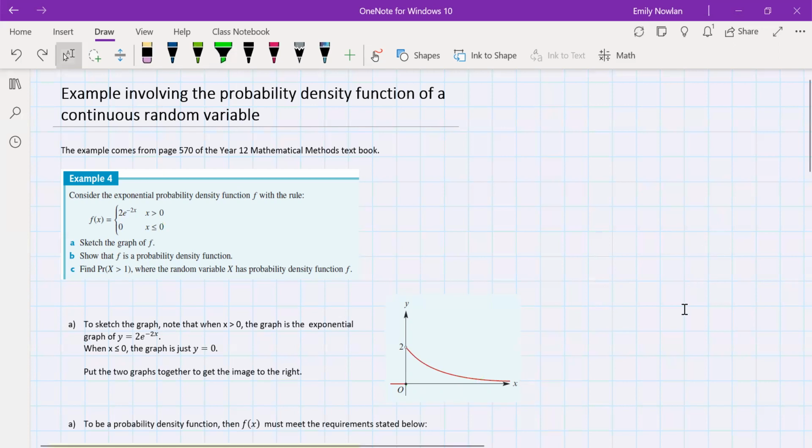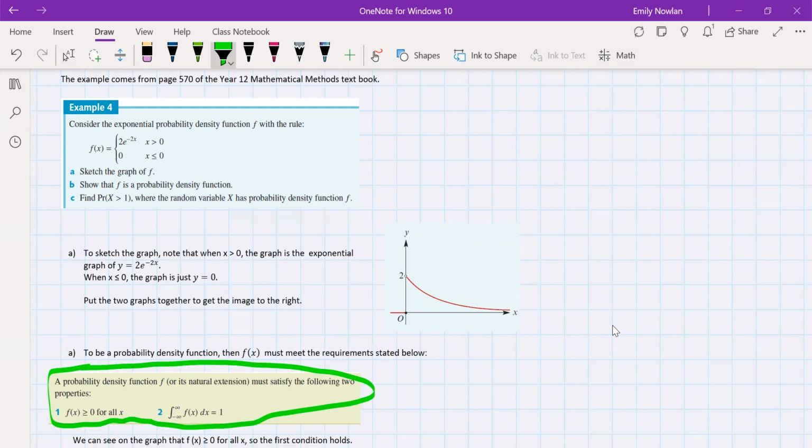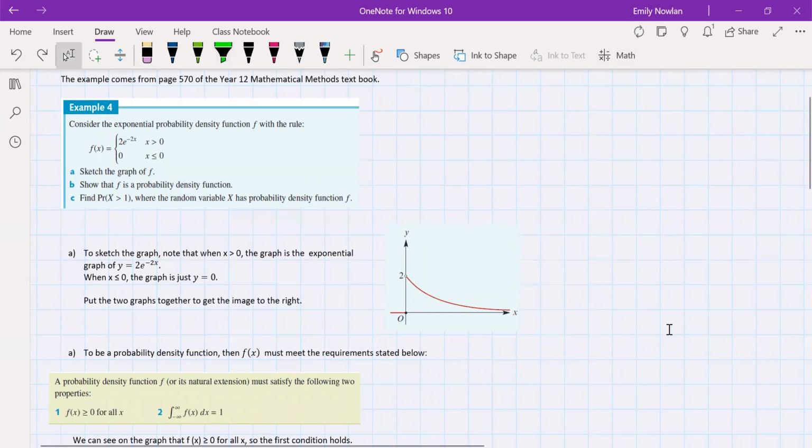Okay, part A done. Now we're going to go to part B. Show that the graph is a probability density function. To be a probability density function, this comes straight out of the definitions. It's got to satisfy two things. The value of the function has to be greater than or equal to 0 for all values of x, and the area under the curve from minus infinity to infinity has to equal 1. So let's have a look at this.